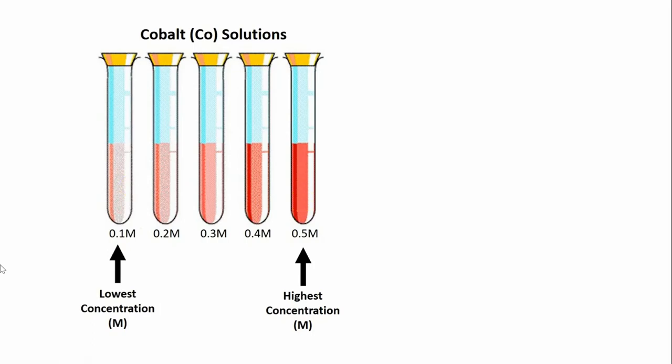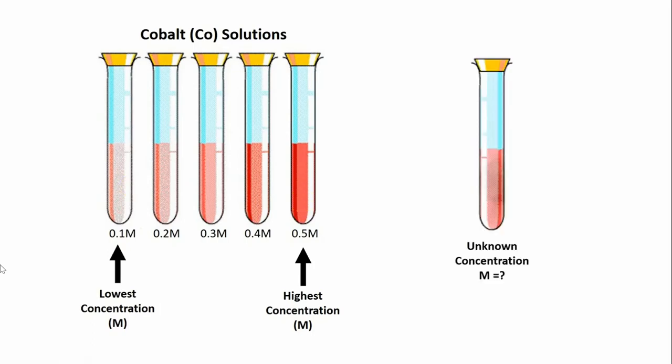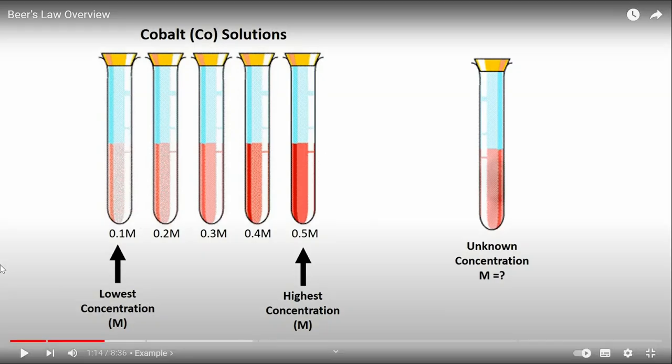It is not uncommon to run into solutions in lab that I don't know the concentration of. So for example, here on the right is a solution of that same cobalt that I don't know its molarity. If you had to guess, what would you pick for the concentration of that unknown? 0.3, 0.25, somewhere in there, yes? And you could guess like that. Is that a particularly precise technique?